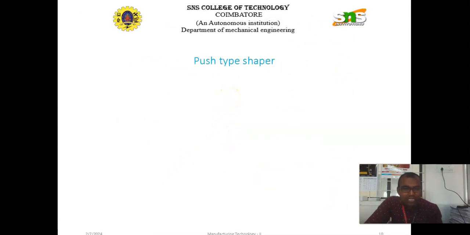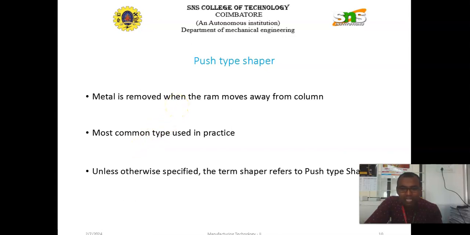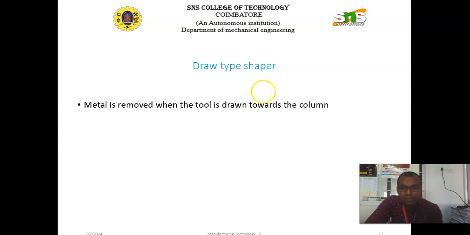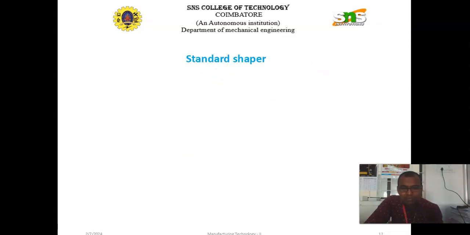In that, first we are going to discuss the push type shaper. In this type of shaper, material is removed when the ram moves away from the column. It is the most common type used in practice. Unless otherwise specified, the term shaper refers to the push type shaper. Next is the draw type shaper. In this, the material is removed when the tool is drawn towards the column, opposite to the push type. It allows heavier cuts to be made, and less vibration is produced during the machining process.